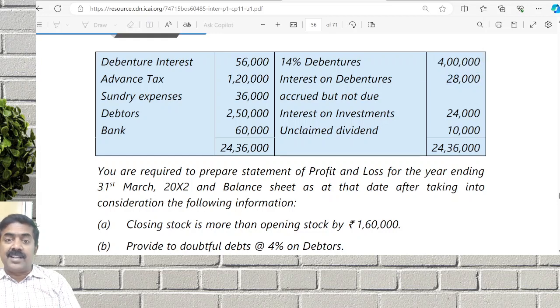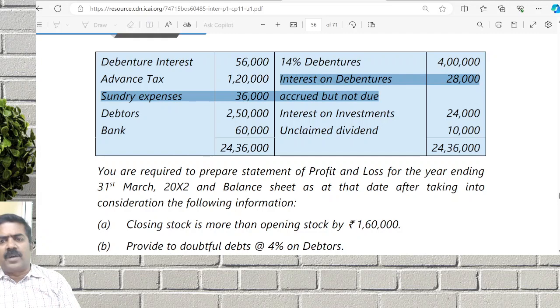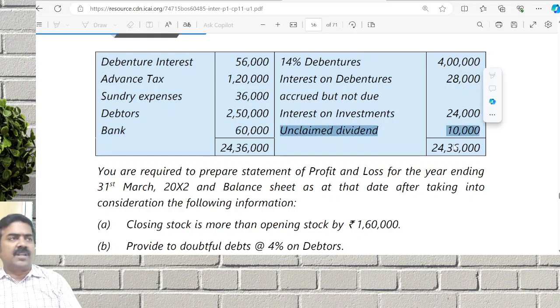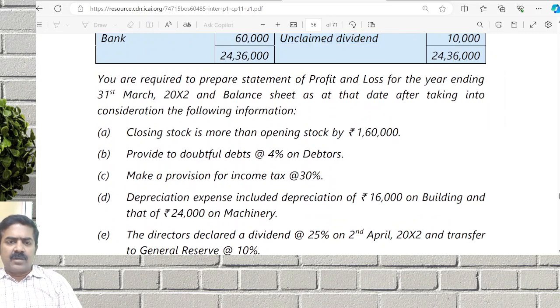Interest on debentures, credit side, it is income. It's income, other income. Oh, wait, pardon. Interest on debentures, accrued but not due. Anyhow, it is income. Then interest on investments also, other income. Unclaimed dividend. It's not proposed dividend. We have declared the dividend and they are not claiming it. It will come in other current liability. Closing stock is more than opening stock, they have given.